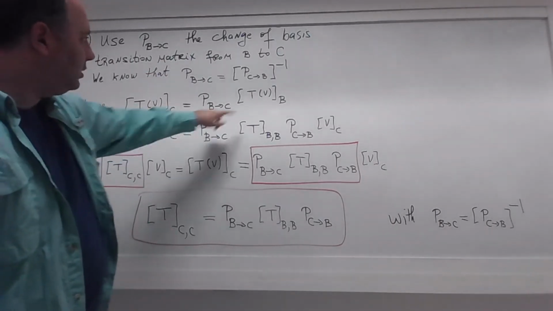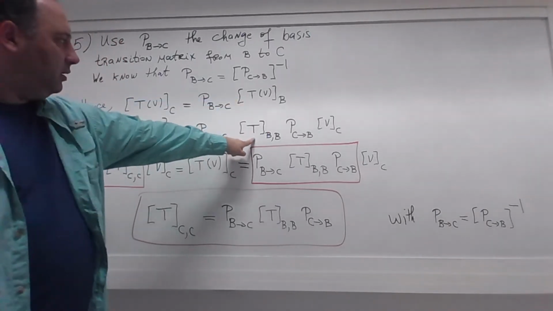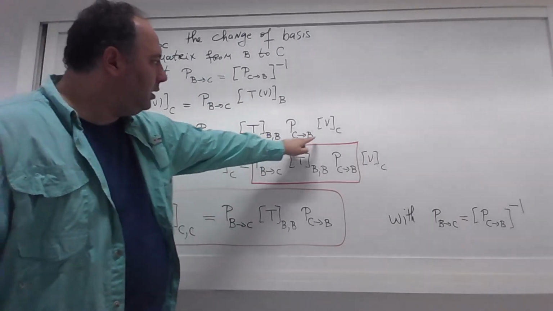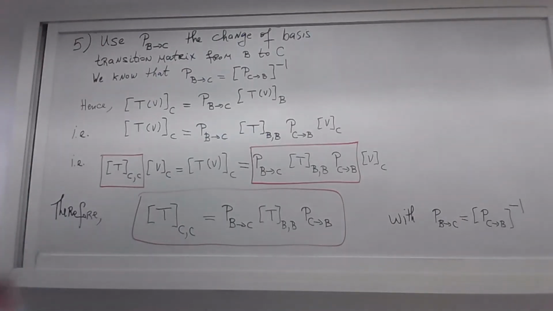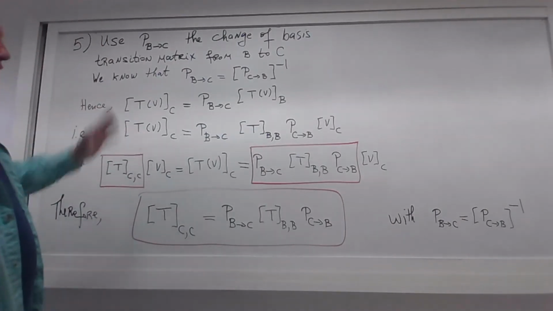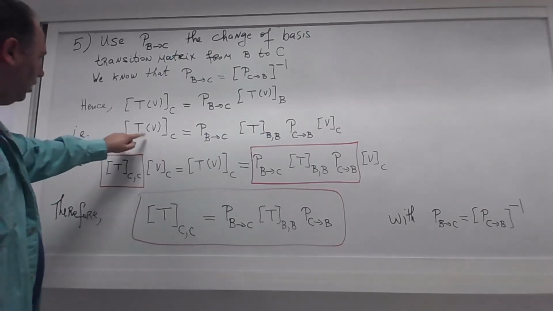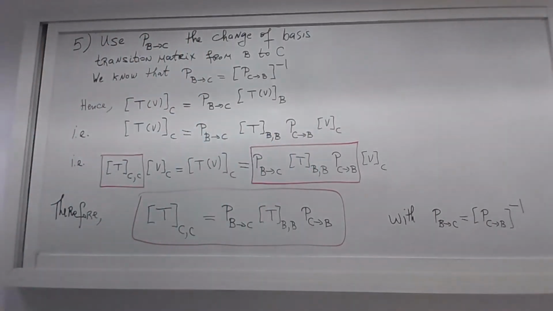Copy paste. This one, I already have its expression. It was the representation matrix times the change of basis from C to B times the coordinates in basis C of the vector. Cool. So now the job is complete. I have the coordinates in basis C of the image, which is equal to all this.